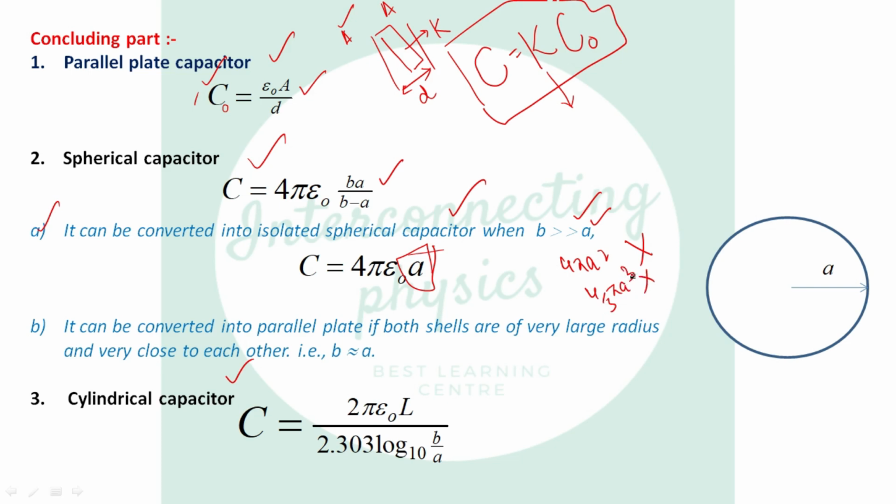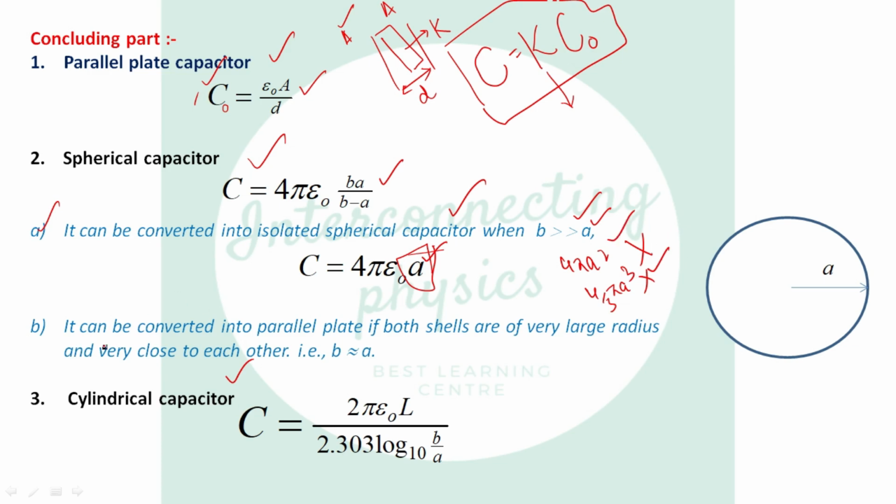If in the exam you are asked that the volume of the isolated spherical capacitor has been increased, then what will be the capacitance? There will be no effect on the capacitance, because capacitance only depends upon the radius. It does not depend upon the volume or area of the capacitor.